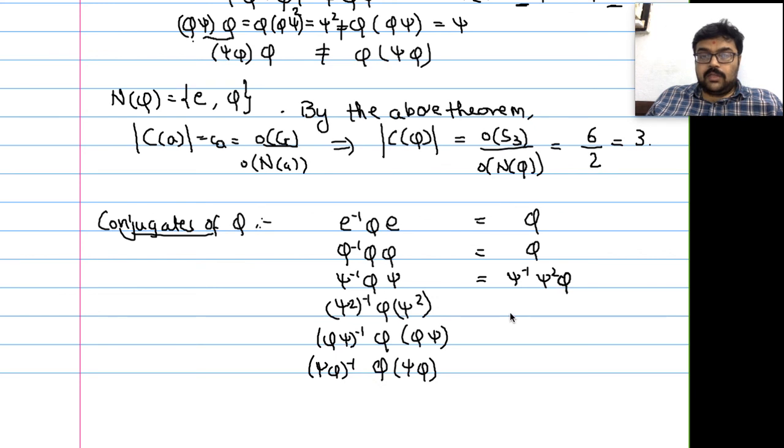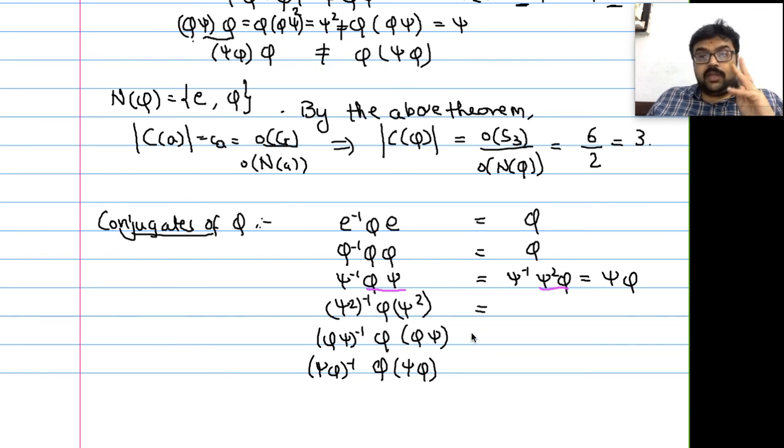Phi inverse, yeah, so psi square phi. So that means I have written phi psi as psi square phi. And then what do I get? This is psi phi. Psi inverse and psi square, so one psi gets cancelled, so this is psi phi. Okay, we have found one conjugate.